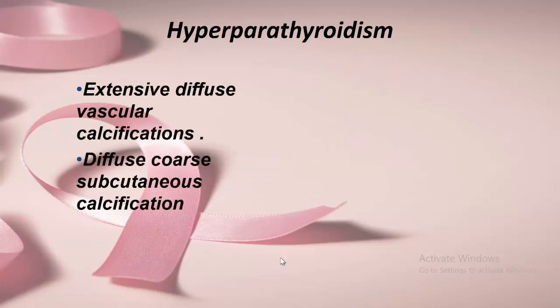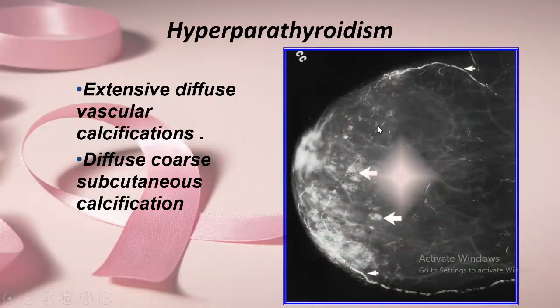We have another entity, a systemic disorder that can also cause calcifications in the breast, which is hyperparathyroidism. Extensive diffuse vascular calcifications and diffuse coarse subcutaneous calcifications. Also we can find parenchymal calcification. This picture is with hyperparathyroidism. You know hyperparathyroidism causes extensive calcifications everywhere in the body, and being part of the body, they can occur in the breast. So there is extensive vascular calcification, there is parenchymal calcification, and there is subcutaneous calcification.